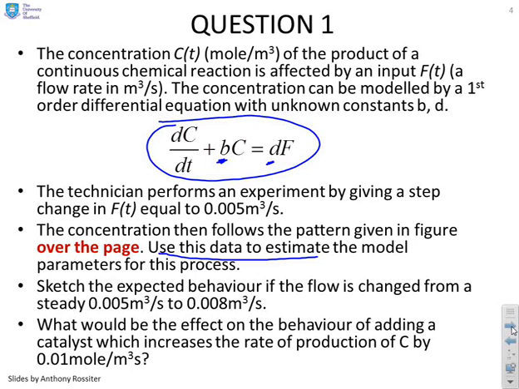Having done that, sketch the expected behavior if the flow is changed from a steady 0.005 to a steady 0.008. And finally, what do you think would be the effect on the behavior of adding a catalyst to this reaction, which increases the rate of production by 0.01 moles per meter cubed?